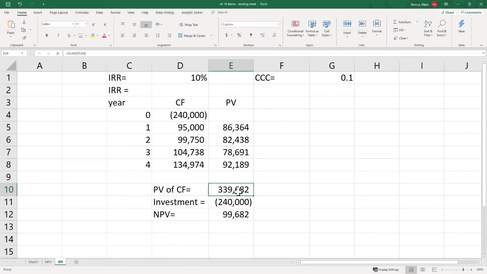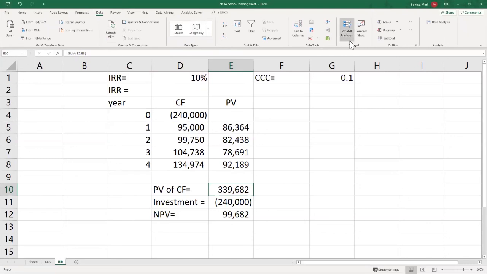I want to set this interest rate so that this 339 becomes 240. So what I did was I went up to Data, right? And then I went to this What-If Analysis, which I think is a really cool tool. And it only works if you build your spreadsheet in this relational way, where everything is connected.